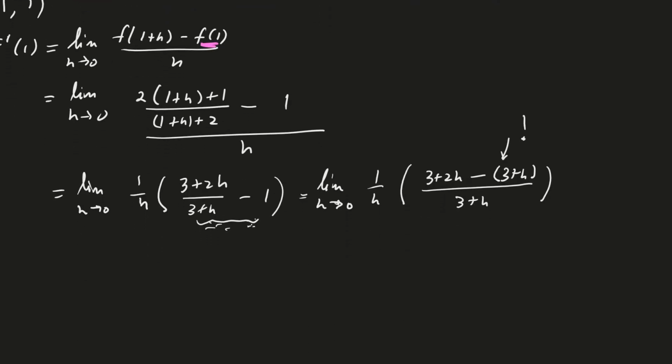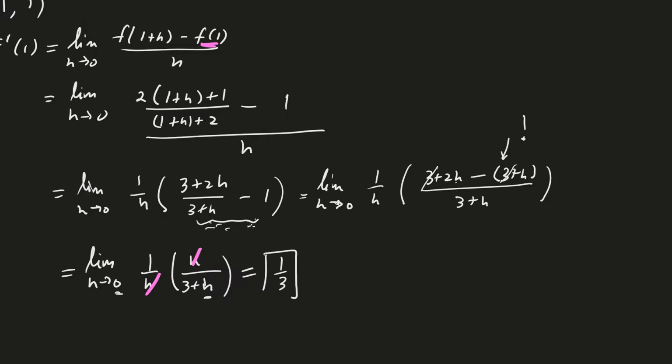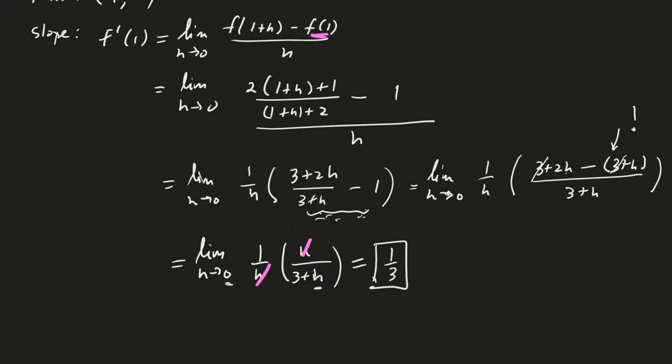Good. And now we'll take the limit as h goes to 0 of 1 over h. Now our algebra comes into play. The 3's cancel. 2h minus h is just h over 3 plus h. Hey, check that out. The h's cancel. And why is that so nice? Because now we can just substitute h equals 0 in and find the limit. When we do that, we just get 1/3. There it is, that's the slope of the tangent line. That's what we just computed.